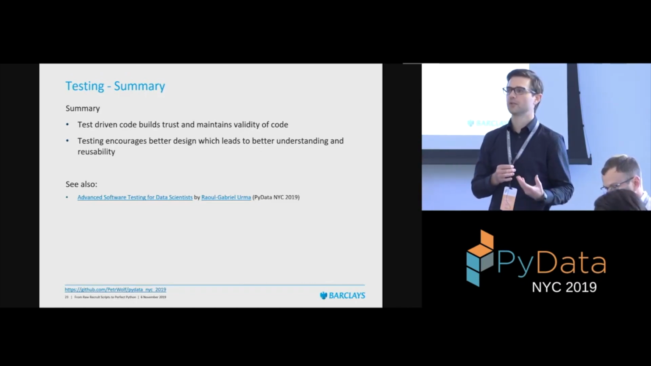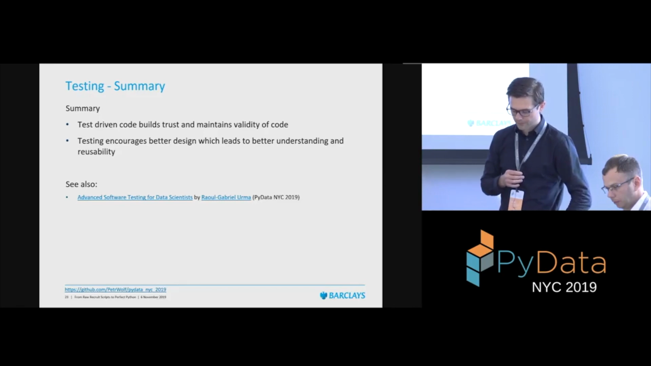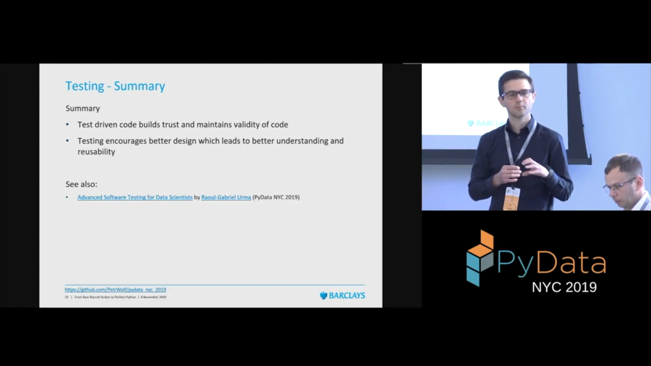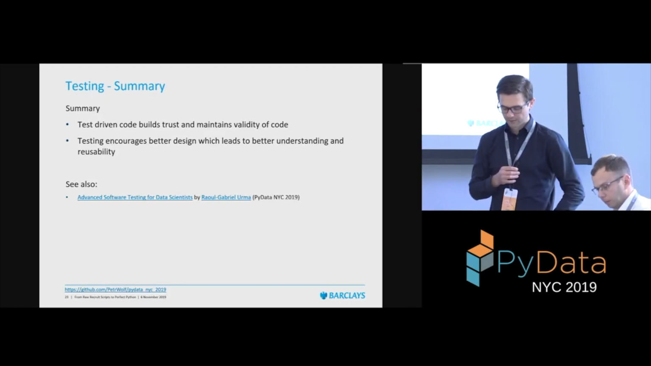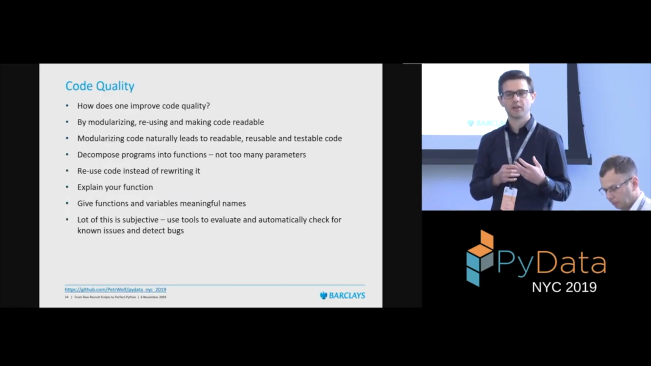So just ask yourself the question, how does one improve code quality? The answer would be by modularizing, reusing, and also by making code more readable. Firstly, when you say modularizing, what do we mean by that? That means when you write short single-purpose functions with very, very well defined inputs and outputs. So you should always modularize code rather than copying and pasting code.